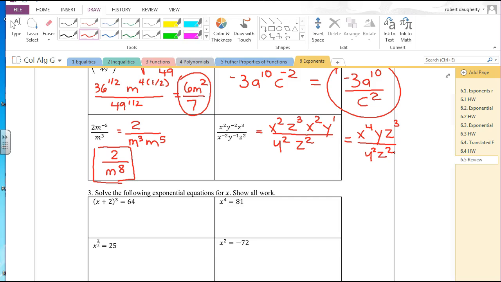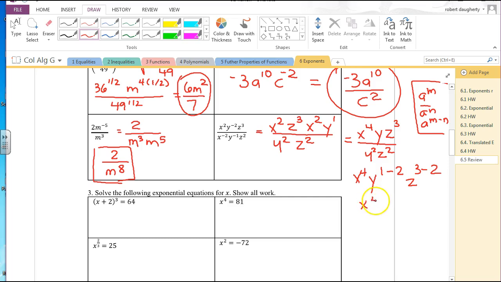So my x terms, that looks to be as good as I can do there. This is going to be x to the 4th, and then y to the 1 minus 2, z to the 3 minus 2. Okay, remember with fractions, if I've got a to the m over a to the n, that's the same as a to the m minus n. I subtract those fractions. So this is x to the 4th, y to the negative 1, z, which is just x to the 4th z over y. Okay, and that is in the simplest form.